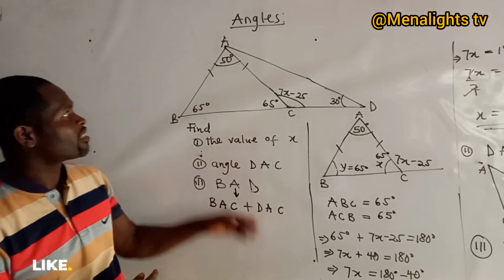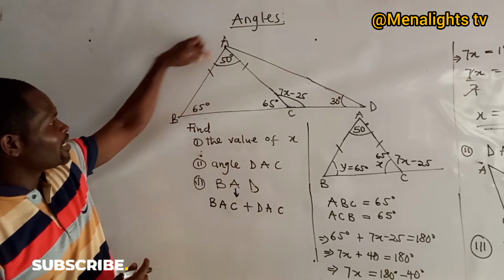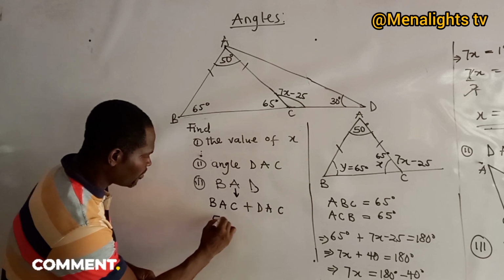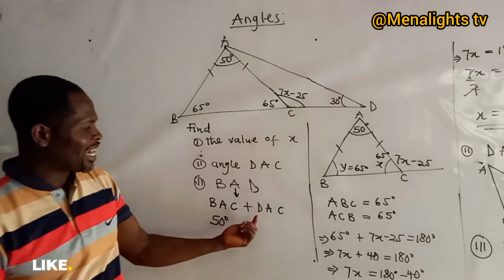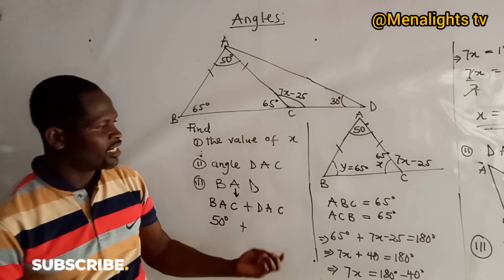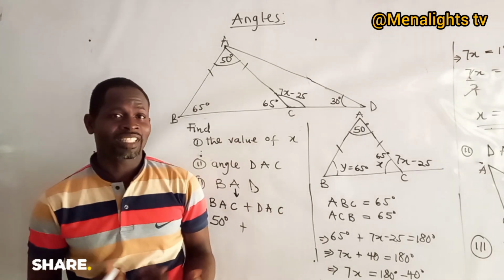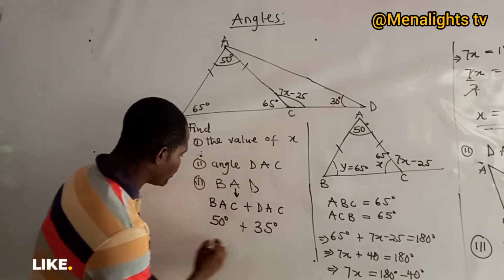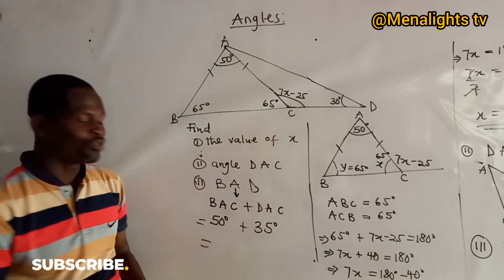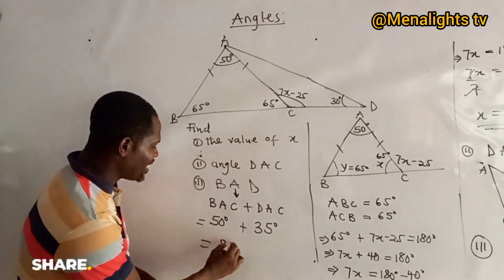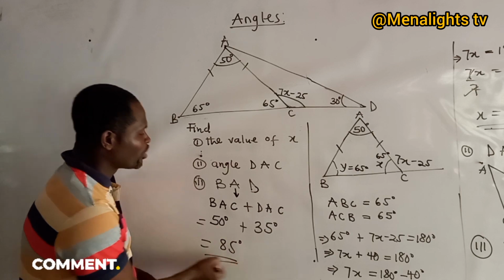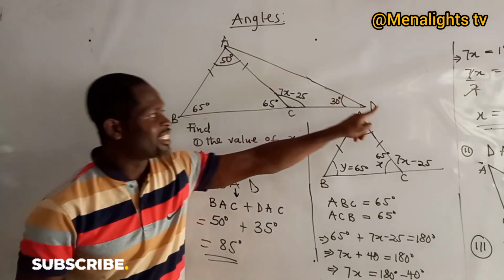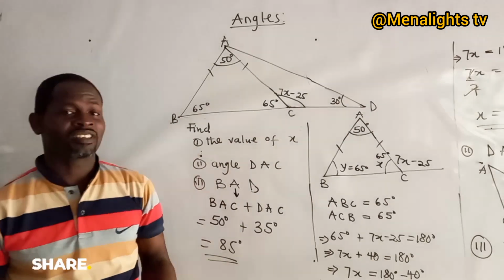So when you look at this, the angle BAC is 50 degrees plus the angle DAC. So we solved the DAC to get 35 degrees. So when we add the two, we are going to get 85 degrees. So that means the angle at BAD is the same as 85 degrees.